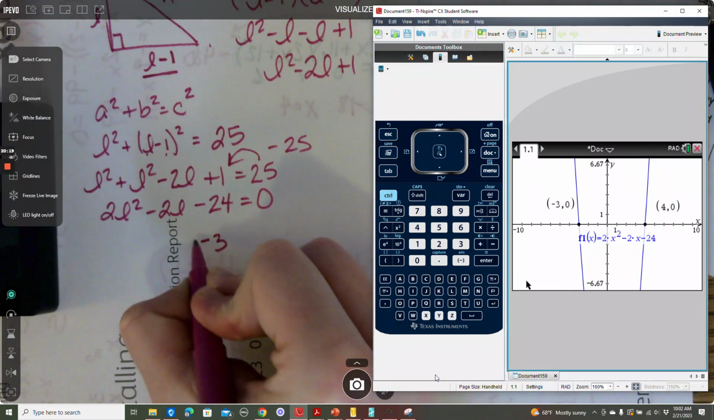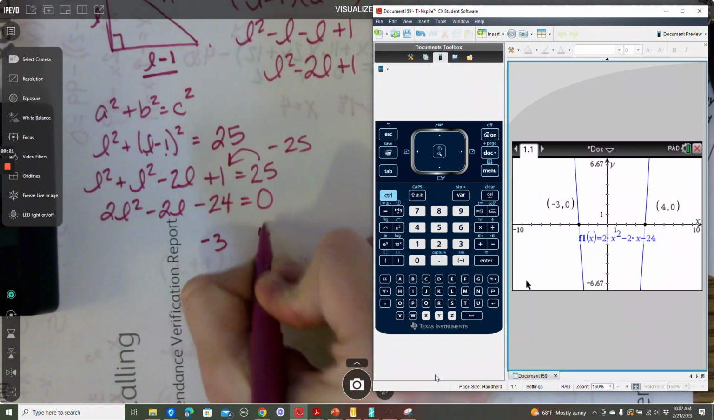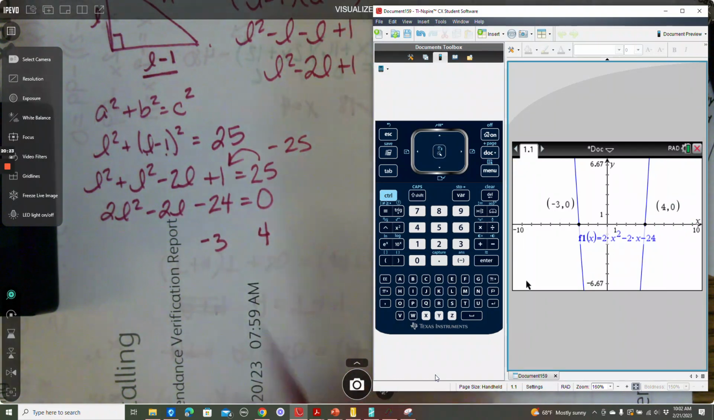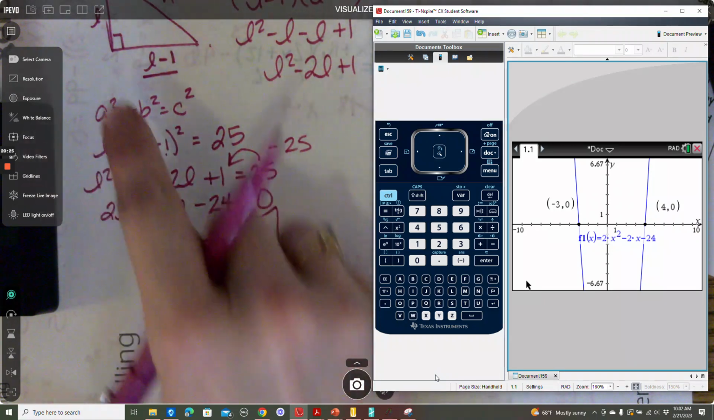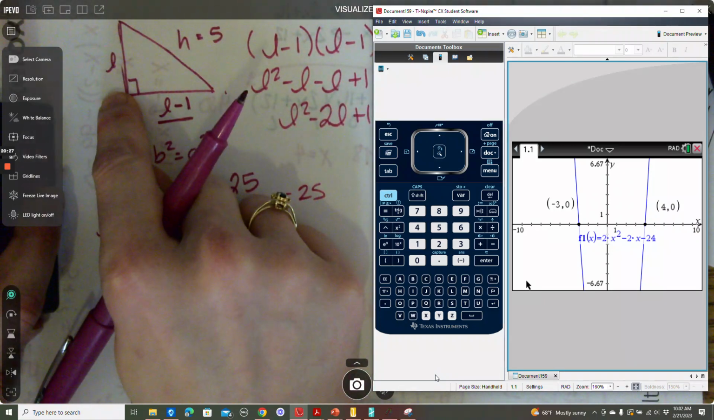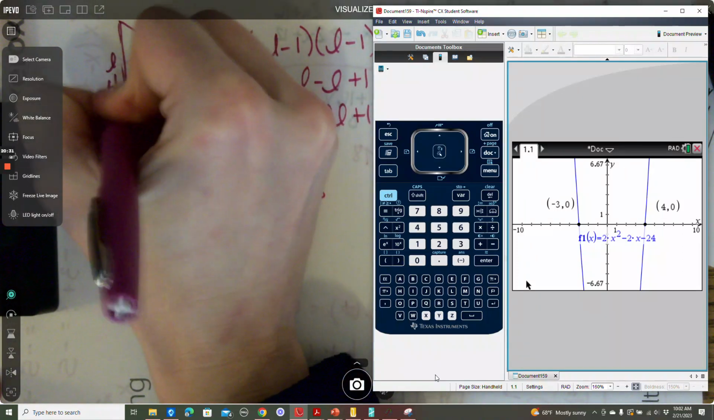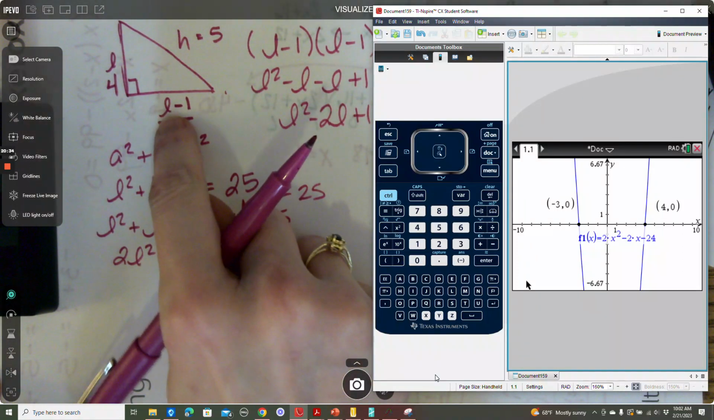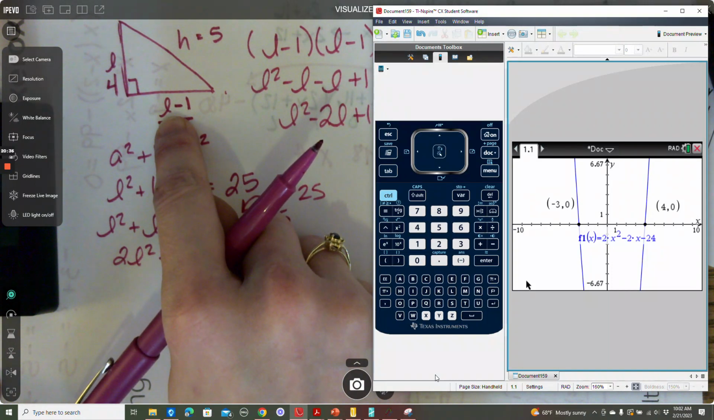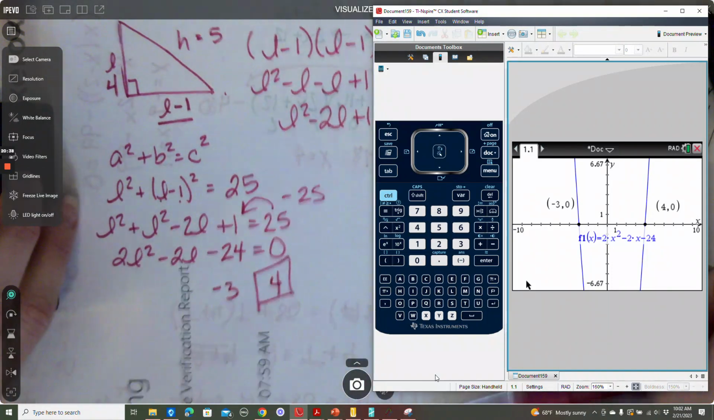Which can be a side length? Negative 3 or negative 4? 4, right? That's L. What's the length of the shorter leg then? If L is 4 and this side is L minus 1, what's the length of this side? 3.